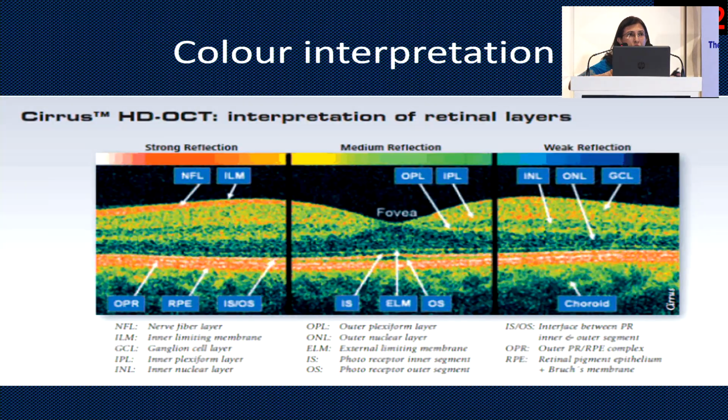Sometimes you will see colored pictures, though we are seeing less and less of them nowadays. More of us are seeing black and white, which gives better resolution. But these colors, you should know, are false colors. So what do they represent? The layers with high reflectivity will appear in the orange or red section, like the nerve fiber layer and the RPE layer, while the layers with medium reflectivity will be in greenish color, like the plexiform layers or the IS/OS layer. And the layers with the least reflectivity will appear bluish or blackish, like the nuclear layers and the choroid, and of course the vitreous, which is totally black.